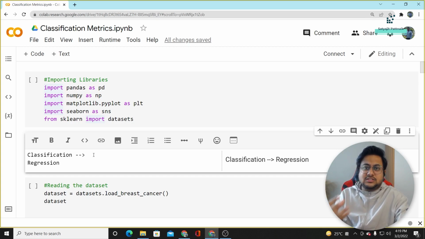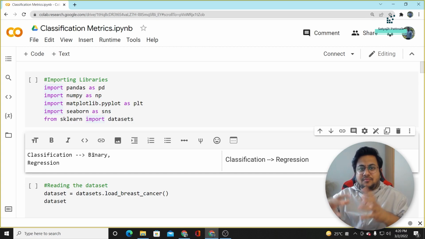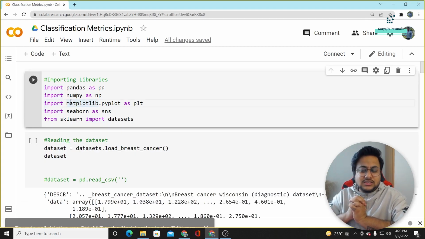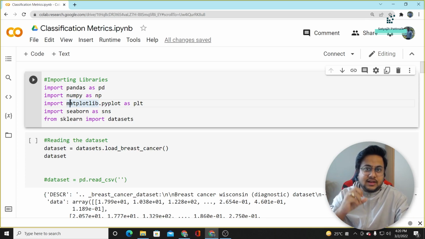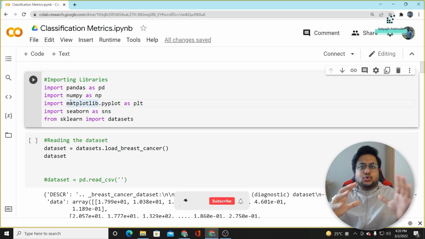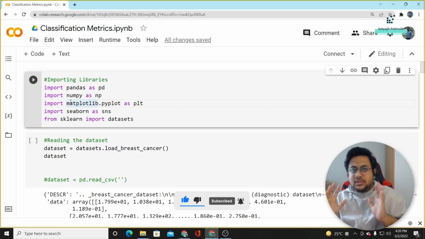When you deal with a case like fraud versus not fraud, diseased versus non-diseased, these are called binary classification problems. If you have more classes, it becomes a multi-class classification problem as well. So this is a brief idea about classification problems. Now in this class, we will be talking about a very generic data set, which is the breast cancer data set. I don't have a CSV file; I'm going to use the existing toy data sets and I will show you what the different metrics in classification are and how they work.